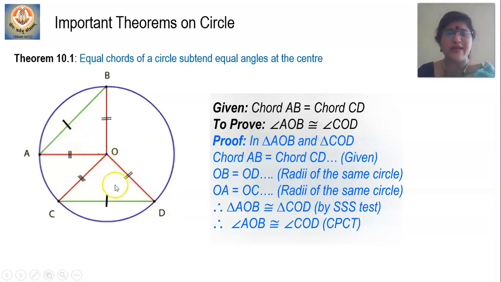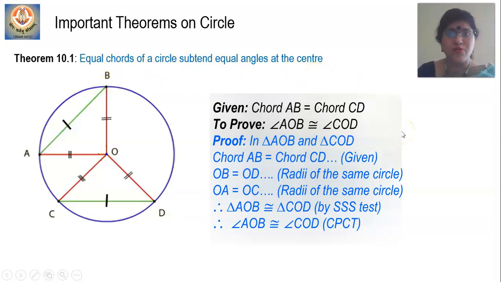So the two triangles become congruent by which test? By SSS congruence rule. And if the two triangles are congruent by SSS congruence rule, you have learned that the remaining parts automatically become congruent because they are the corresponding parts of congruent triangles. You can write the short form of that, that is CPCT. So we have proved this theorem that equal chords of a circle, they subtend equal angles at the center.